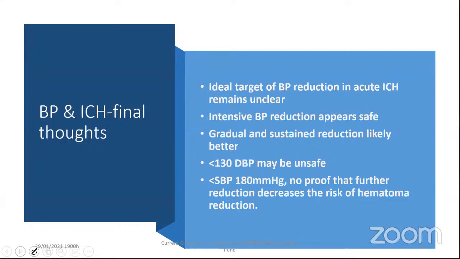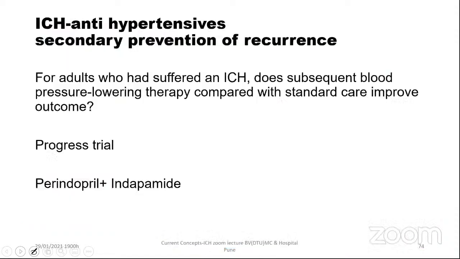The ideal target of blood pressure reduction in acute ICH remains unclear. Intensive BP reduction appears safe. Gradual and sustained reduction likely is better. Less than 130 diastolic blood pressure may be unsafe. So with systolic blood pressure less than 180, there is no proof that further reduction decreases the risk of hematoma expansion. So still we are foggy in our thinking. But one thing is that we would try and keep the systolic blood pressure between 140 to 180 range.